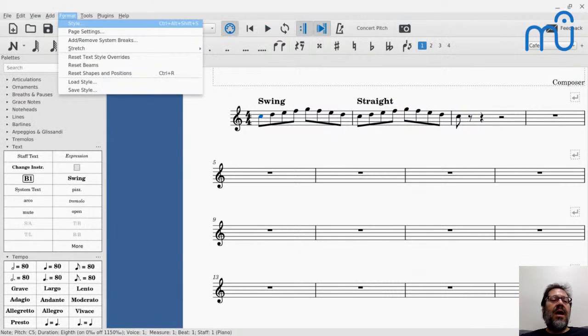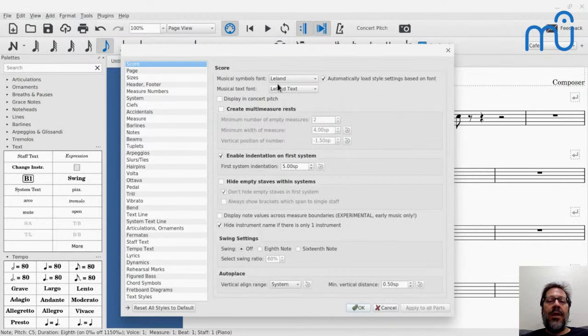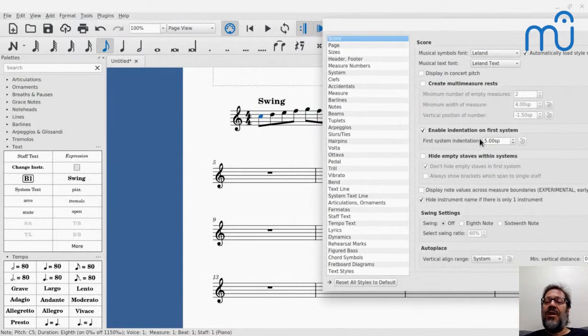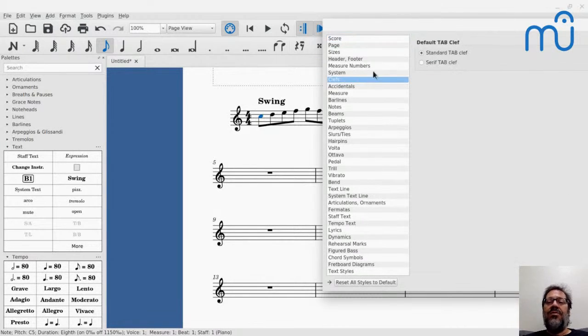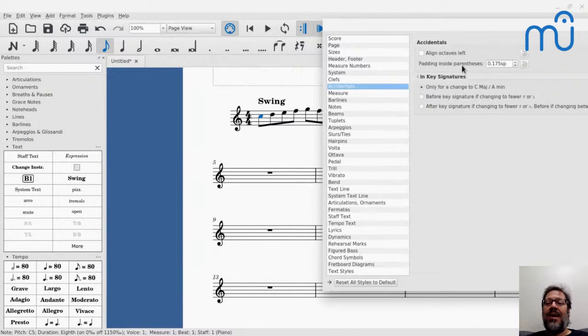Okay, so within the style dialog, you'll see a whole bunch of settings. This is a new 3.6 thing here: how much to indent the first system? 5 spaces is the new default. Previously it wouldn't indent at all, so now it's a checkbox to control whether it indents or not, and then a setting to control how much it indents. And it's measured in staff spaces so that it will scale as the score gets bigger and smaller. Most of the settings that have numbers are like this. This is how much padding to put inside parentheses around accidentals. That's another new 3.6 thing. Boy, I'm running into a lot of new 3.6 things, so that's pretty cool.